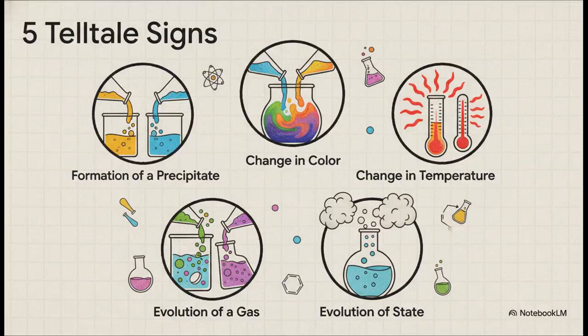So how do you know if a reaction has actually happened? You look for the clues. There are 5 big ones: a sudden change in color, a change in temperature, either getting hot or cold, a substance changing its state, like a liquid turning solid, bubbles of gas appearing out of nowhere, or a solid forming in a liquid, which we call a precipitate.